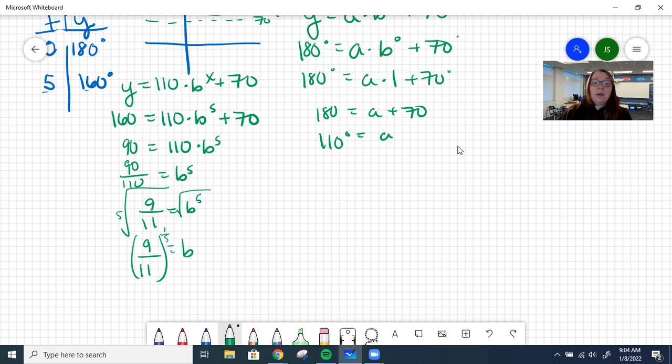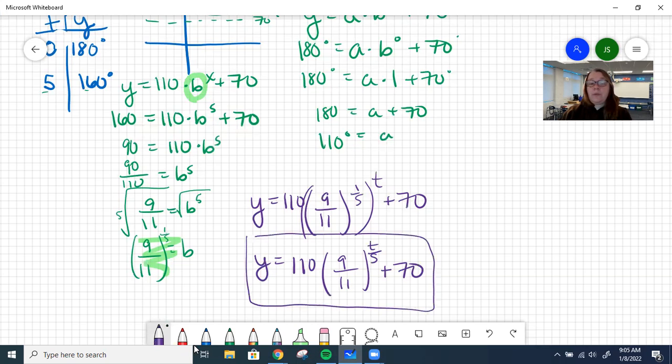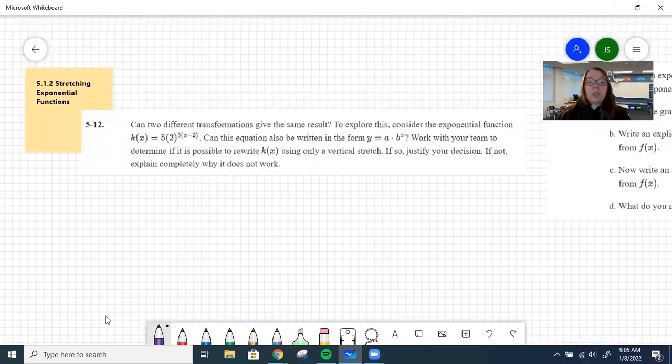So now going back up here, I can refine it further because now I also know the B value. So now here I have this B value, and can go here in place of the B. So my equation will be Y equals 110 times 9/11 to the 1/5 to the T power plus 70. And so then I'd have Y equals 110 times, I could write this as 9/11 to, when I multiply these together, that's T over 5 power plus 70. Okay, so the first section is really just practicing reading those situations and trying to pick out A's and B's, like what's your start, do you have vertical shift, and so on.